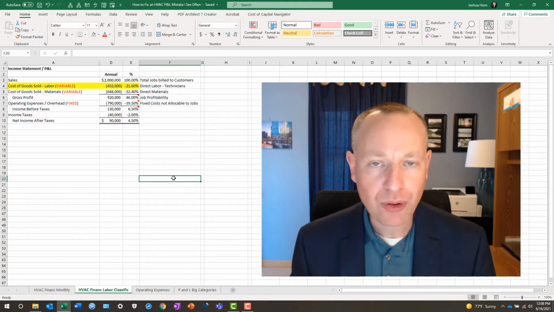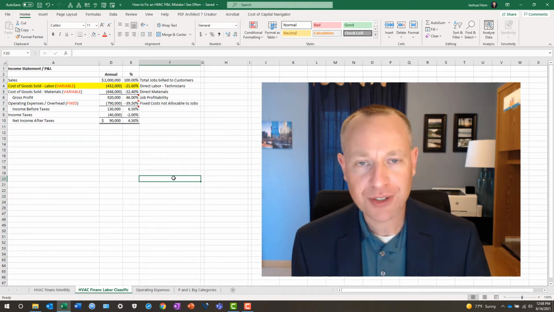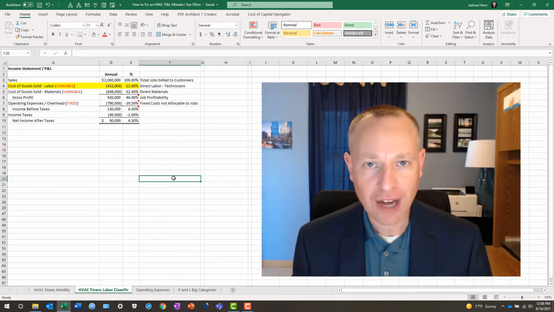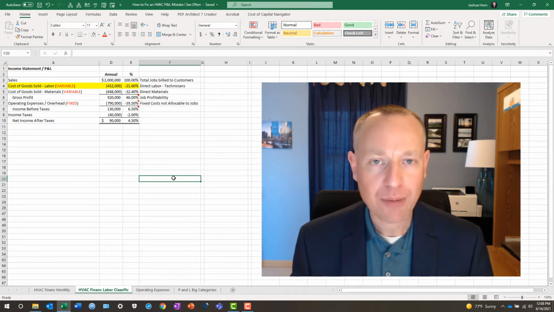You need to be able to pull the levers to drive profit. And the primary lever in this area is pricing jobs. And to price jobs correctly, you have to know what you're making on your jobs.